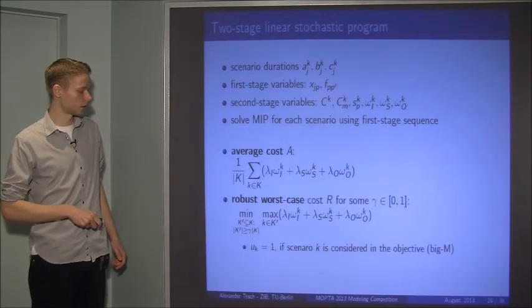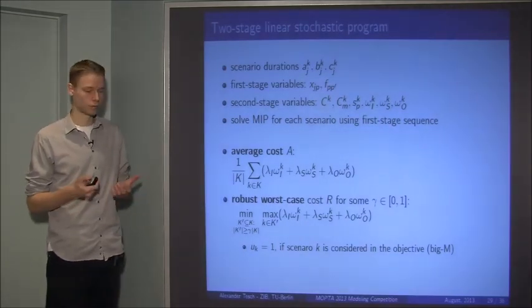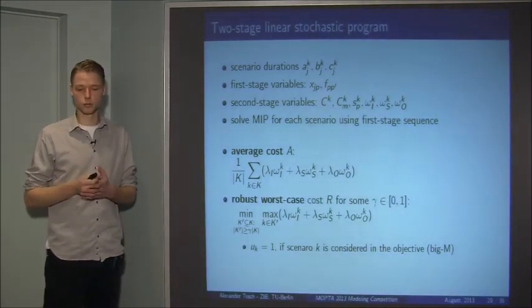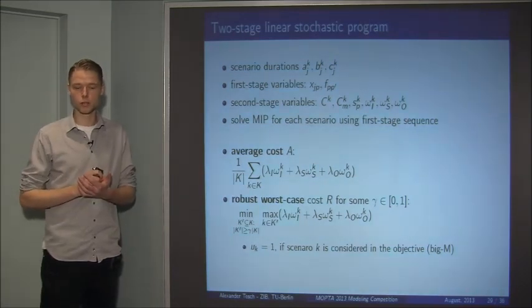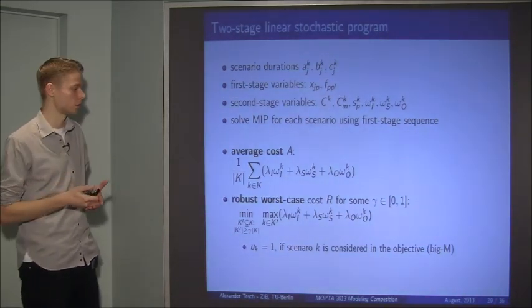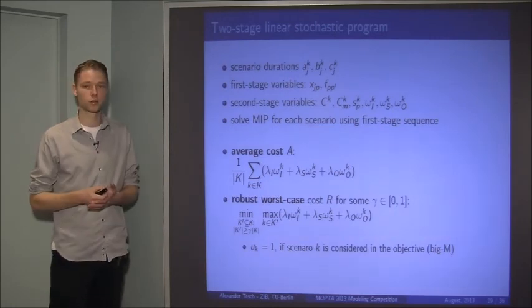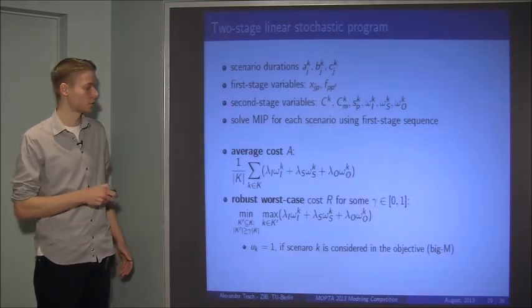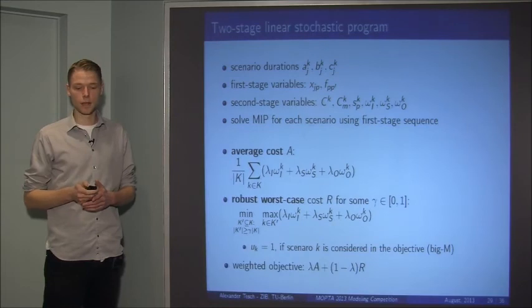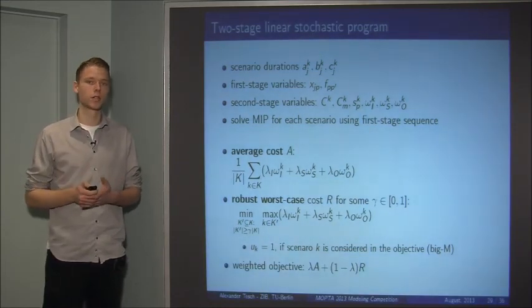And this uses again a new big M parameter or a new decision variable UK if scenario K is considered or not, and this makes the robust worst case cost much more difficult than the average cost computation. And we consider a weighted objective for both.